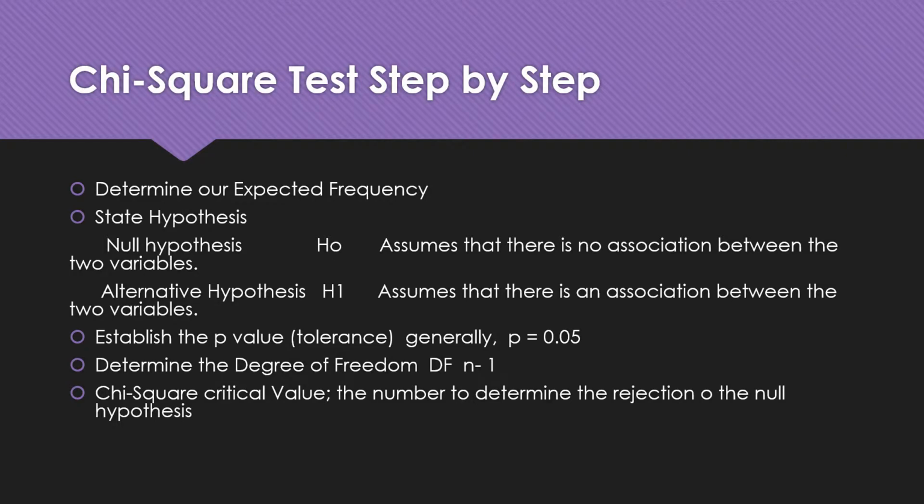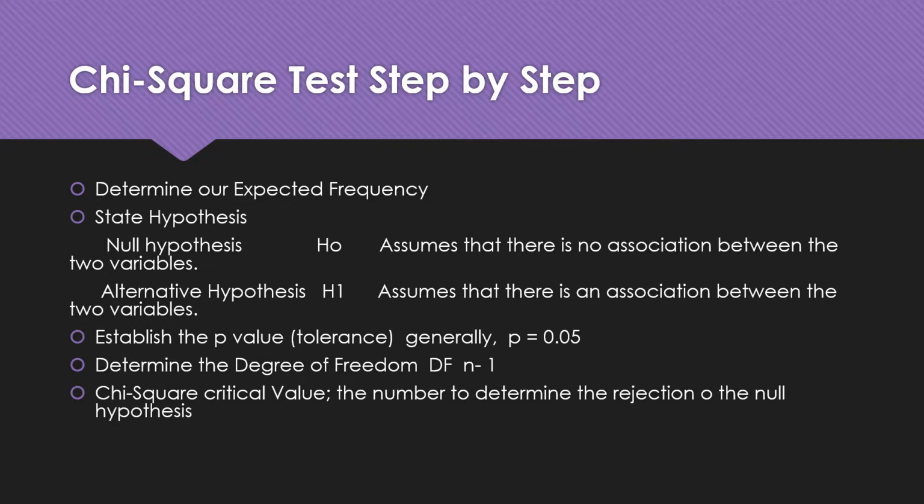We have to do some steps before starting our chi-square test. First, we need to determine our expected frequency. State the hypothesis. The null hypothesis, or H0, assumes that there is no association between the two variables. The alternative hypothesis, or H1, assumes that there is an association between the two variables. We need to establish the p-value, the tolerance.